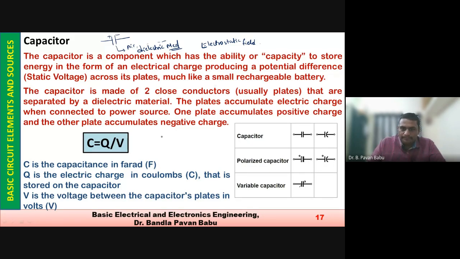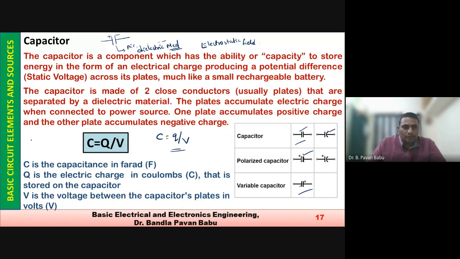Here again, capacitance C equals Q by V, the ratio of charge to the voltage applied. On the right-hand side, the capacitor symbols are there. Two plates are fixed and one plate is movable. These are the different kinds of capacitor, which is not important for you right now. Based upon the application, with a variable capacitor we can create a variable capacitance.